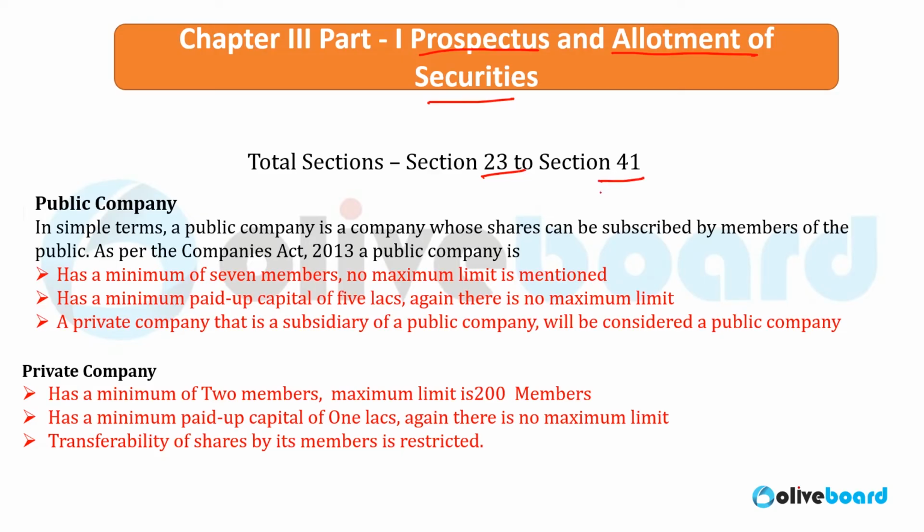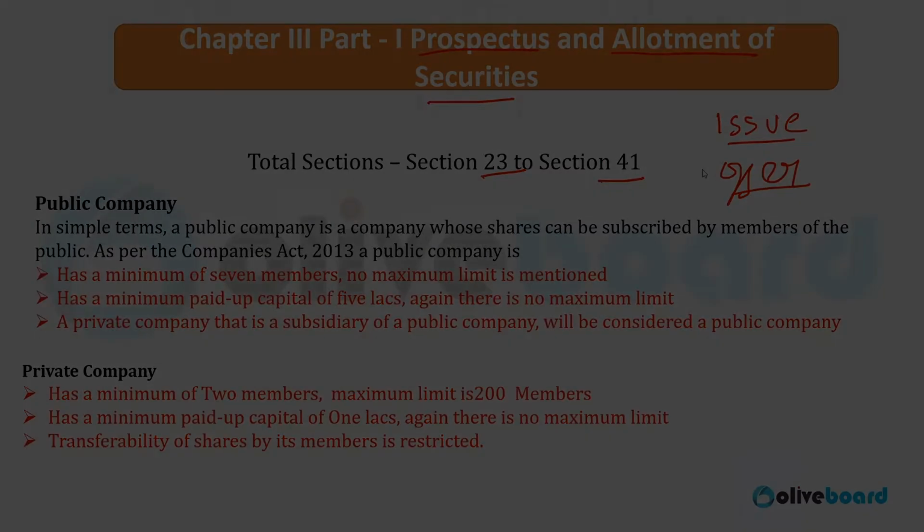To section 41. Before going into this particular section, first we will see what is meant by prospectus and what is meant by allotment of securities. Prospectus is nothing but a document which gives details regarding your issue. Issue here means we always use the word issue or offer. What is meant by issue? What is meant by offer? Both are one and the same. Issue means the company is going to issue or give shares and they are going to take money from you, right?